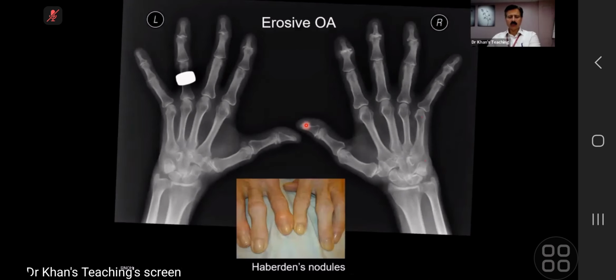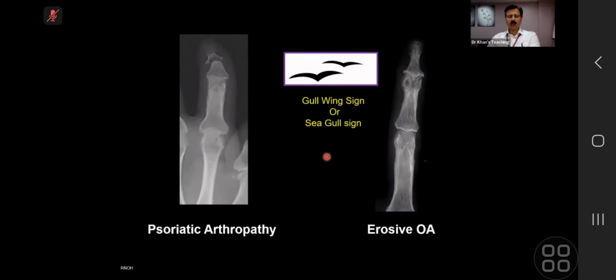Well done. I'll take over. Now, this is erosive OA. And in erosive OA, what we see is what we call the gull wing sign or the seagull sign, whatever you want to call it. Now, please remember, whenever the distal interphalangeal joint is involved in the exam, you have to consider psoriatic arthropathy, erosive OA, or of course, that will be radiologically different, gout.